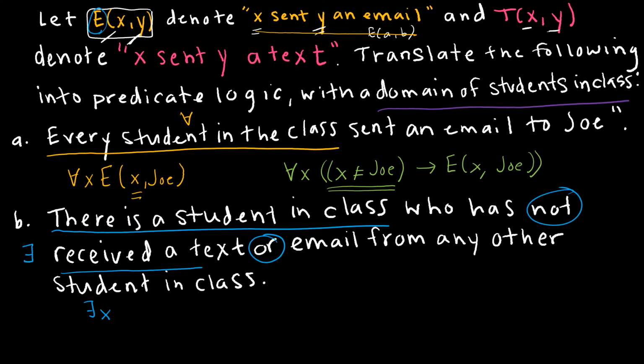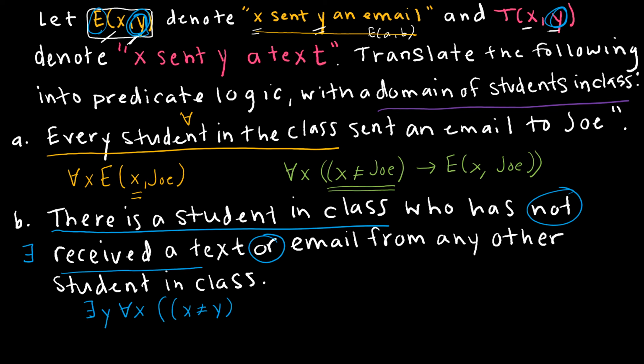a student in the class, and you can use any letter that you want there. Just be careful: if I choose X to be the student in the class who hasn't received the text or email, then that means he's going to go here where my Y is. So if that's going to trip up your brain, say there exists a student in the class such that all other students in the class, again, X does not equal Y because we're not worried about that student sending himself or herself a text or email.